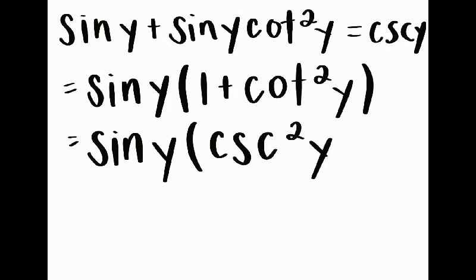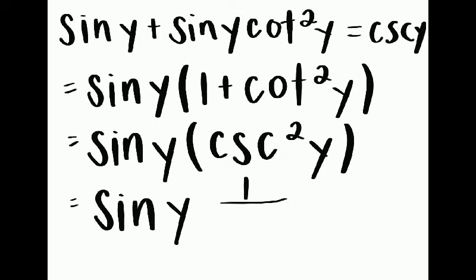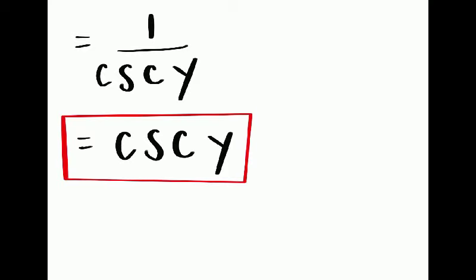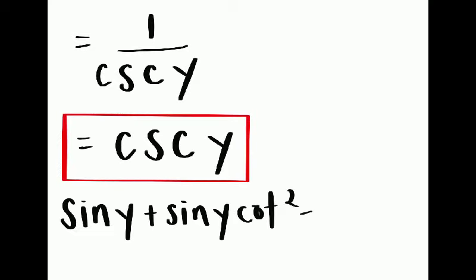Cosecant squared y according to the ratio identities is equal to 1 over sine squared y. So the solution will be sine y times 1 over sine squared y. And it will leave us with 1 over sine y, which is equal to cosecant y. Therefore, cosecant y is equal to cosecant y.